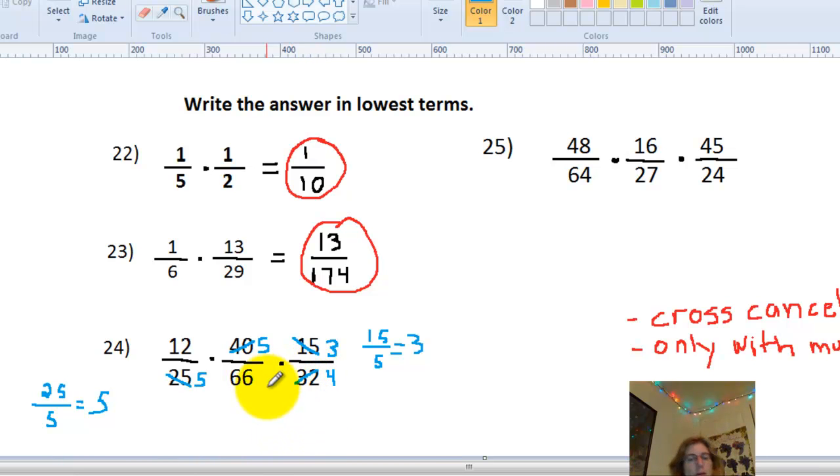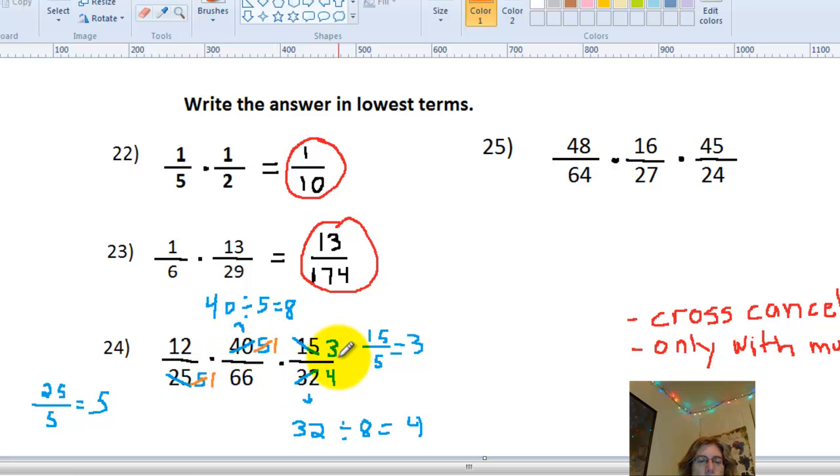Here I divided by 8, 32. This one is 40. Now I've got 5 over 5, so I'm going to do a second cross cancellation. Cross out the 5 and that 5, and they each turn into 1. I've got a 3/4 here, I've got a 1, I've got a 1. We're making it much easier.